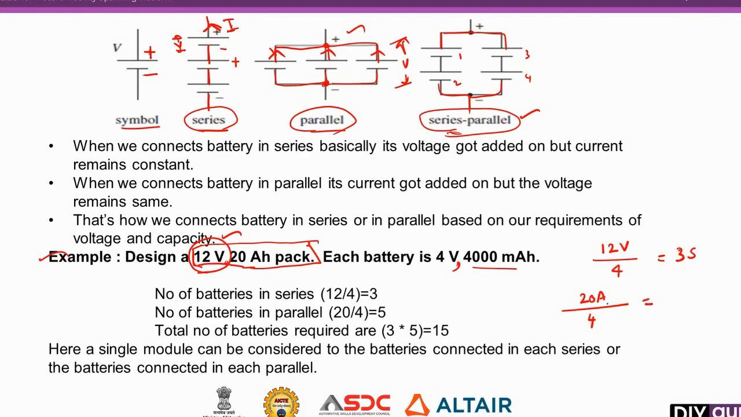So if you divide 20 by 4, we will have 5. So to increase the current, your battery pack must be connected in parallel. So you require 5 cells in parallel. To increase the voltage, your battery pack must be connected in series. So you require 3 cells in series and 5 cells in parallel.